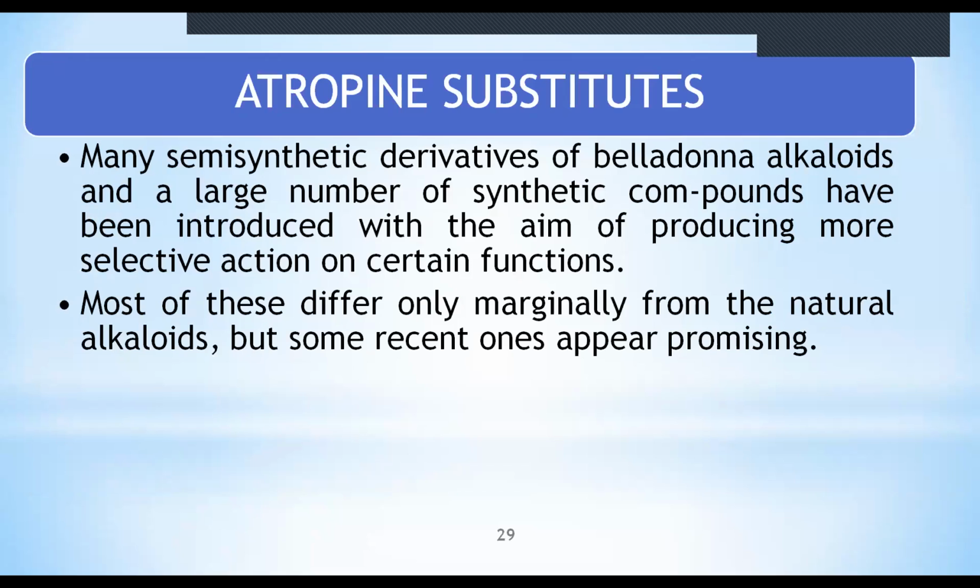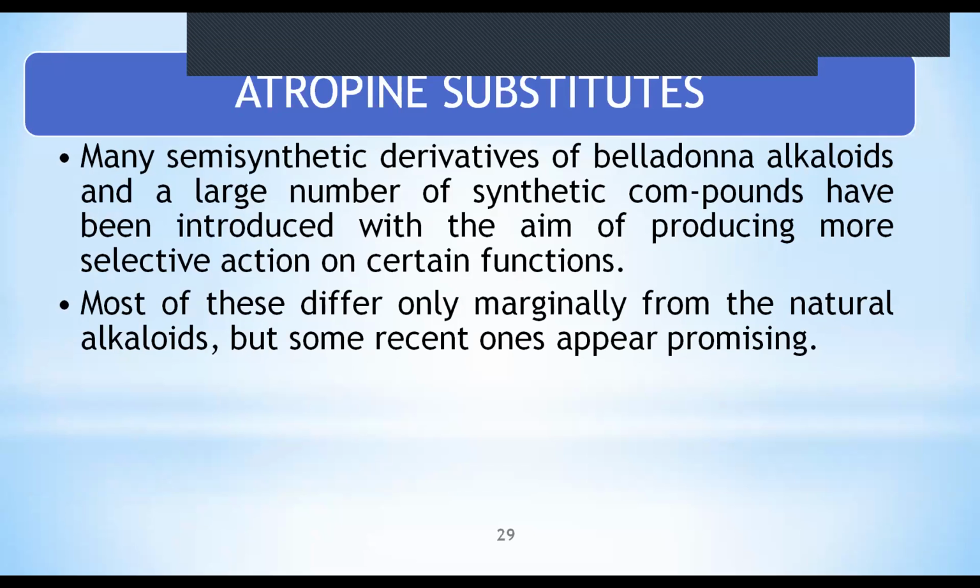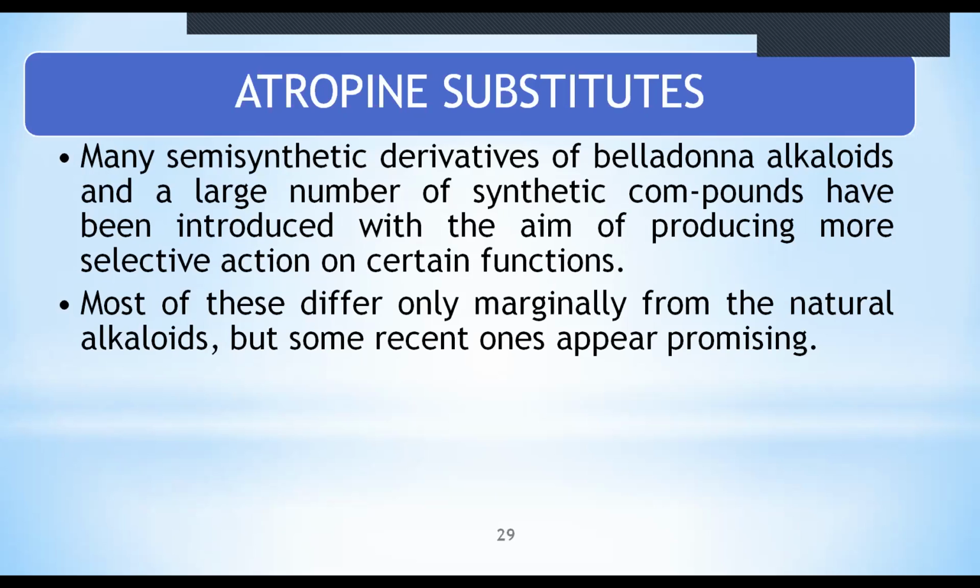And there are varieties of atropine substitutes. Many semi-synthetic derivatives of belladonna alkaloids and a large number of synthetic compounds have been introduced with the aim of producing more selective action on certain functions. Atropine sulfate blocks all types of receptors, from M1 to M5. So many agents like pirenzepine have been developed to act on M1 type receptors, or if we want to block M2, M3 and so on, specific compounds have been developed from the natural alkaloids, and some recent synthetic ones are appearing very promising.